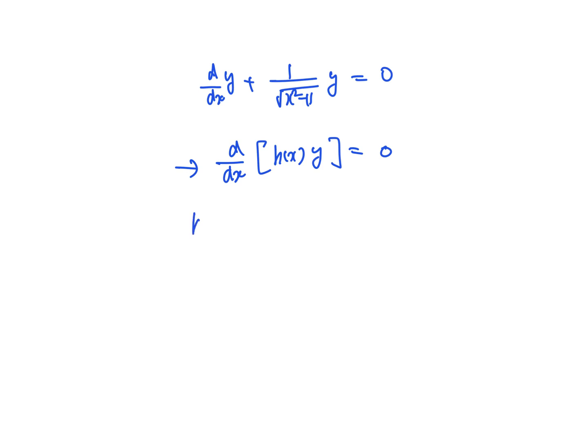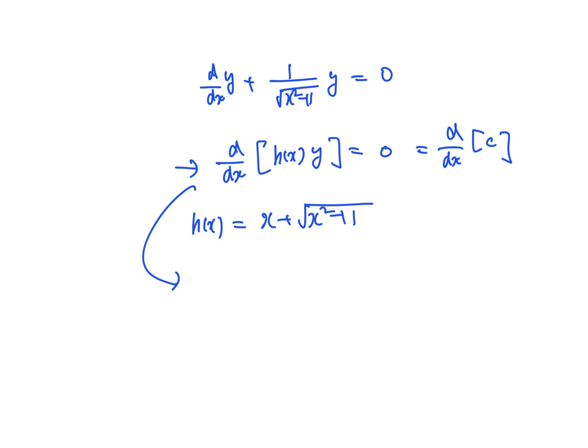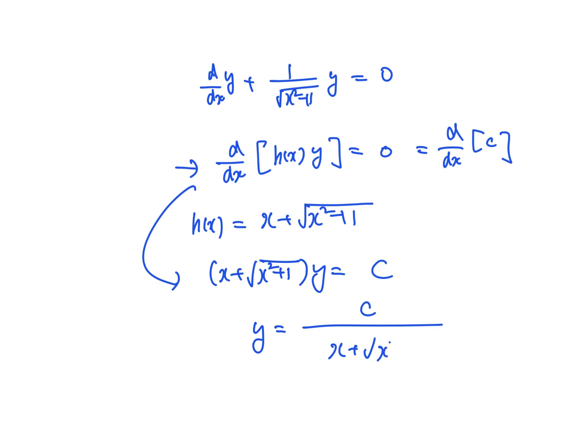And h(x) is simply x plus square root of x squared plus 1, right? So this is d/dx of some constant. The solution of this is simply x plus square root of x squared plus 1 times y is some constant, or y is c over x plus square root of x squared plus 1. Right?